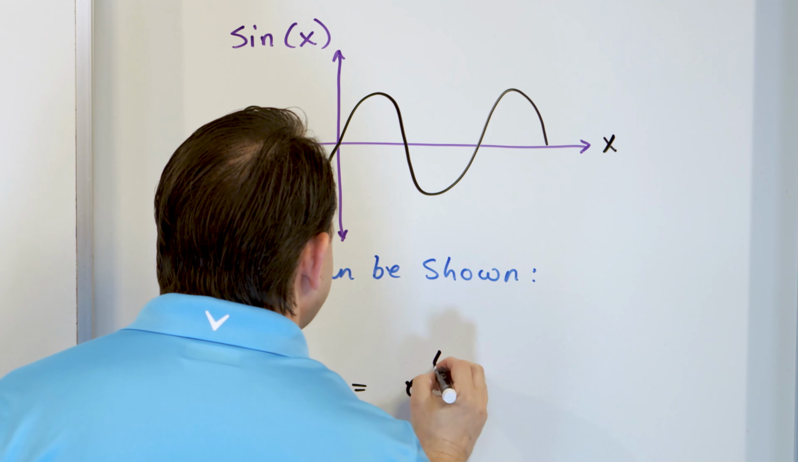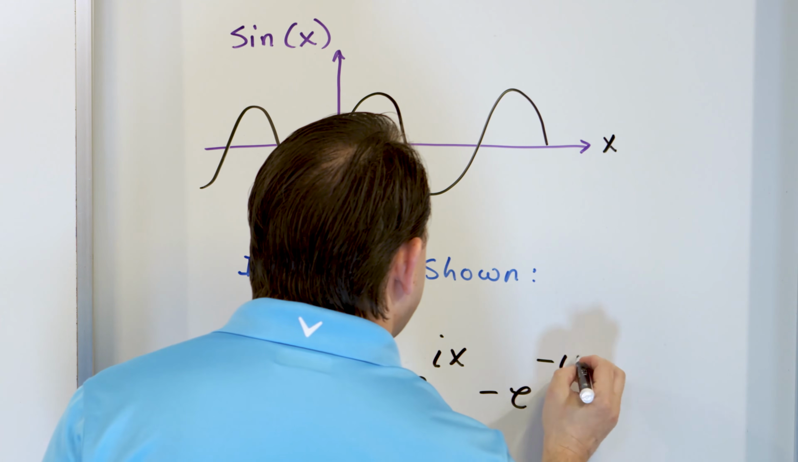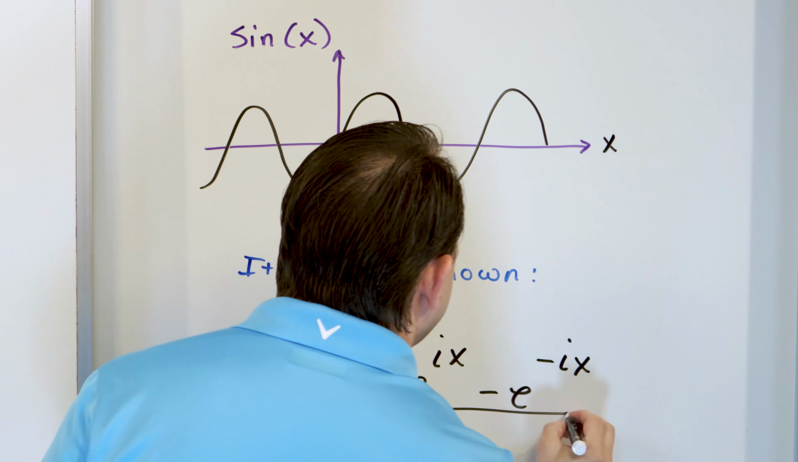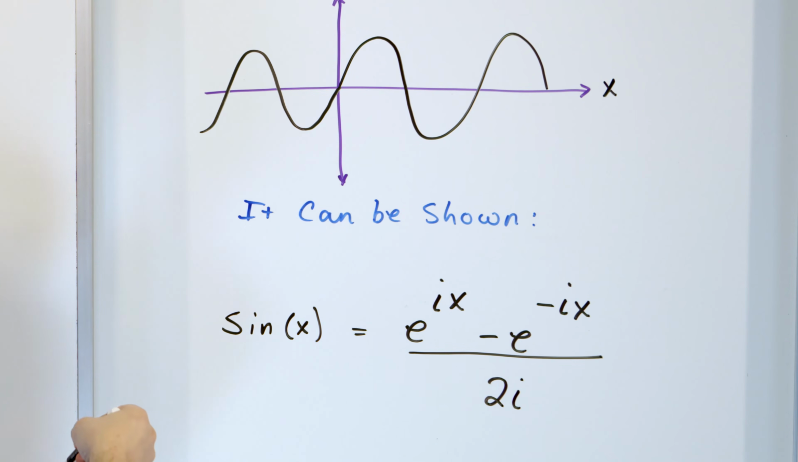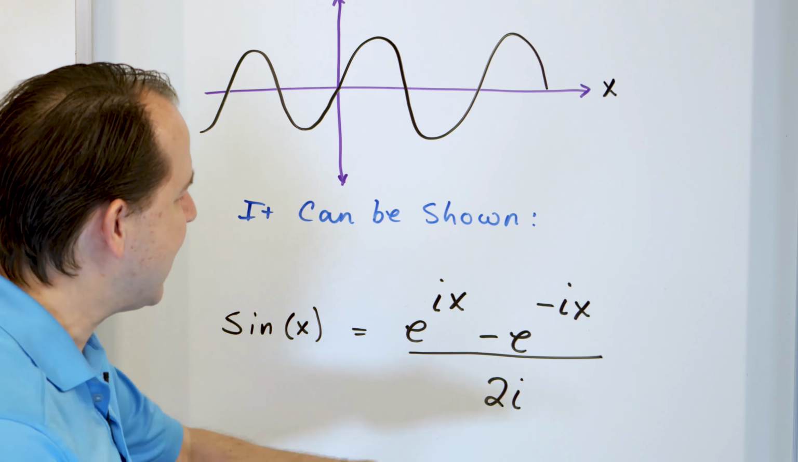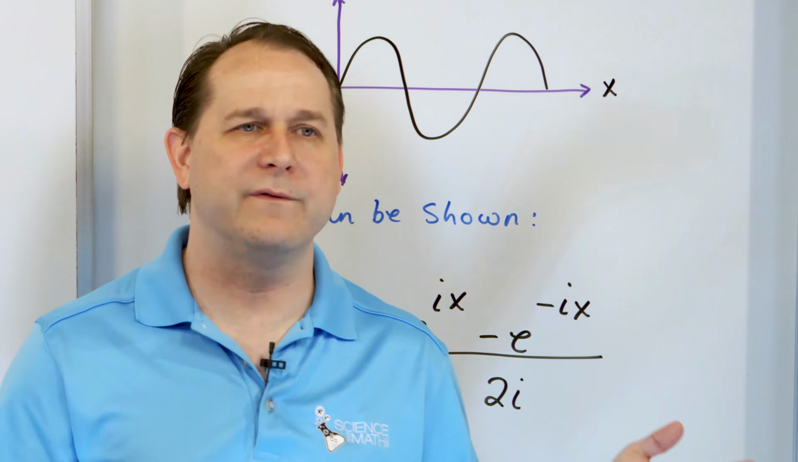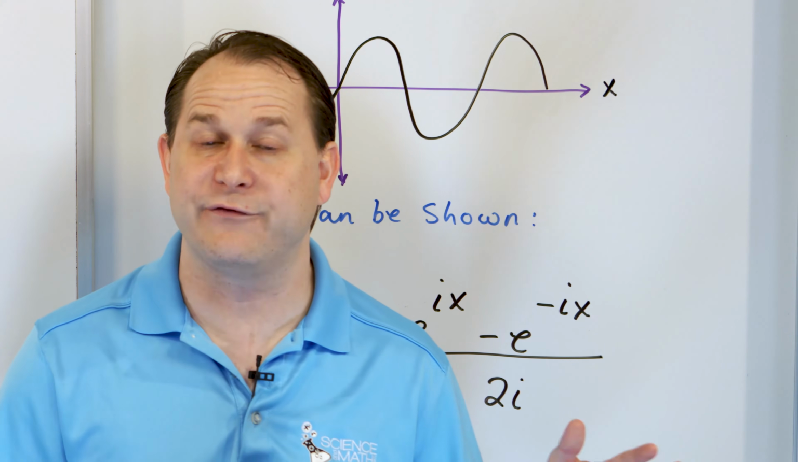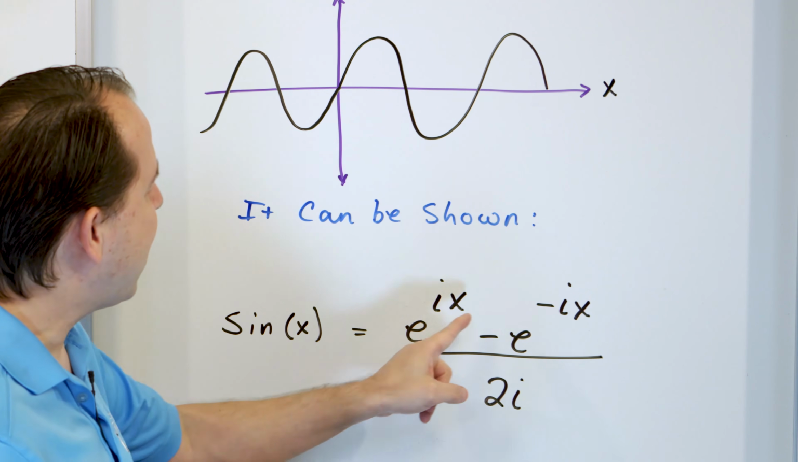Equals e to the i times x minus e to the negative i times x, all divided by 2i. This is incredibly important for later mathematics. It's not important for algebra. I don't care if you remember this. I don't care if you toss it in the trash can and just forget about it. That's fine. What I'm trying to show you, though, is notice what you have here.